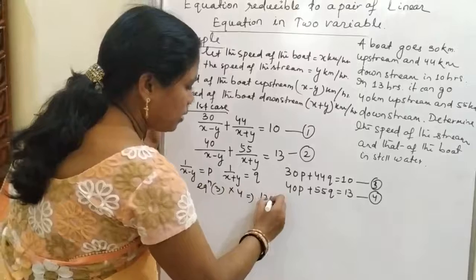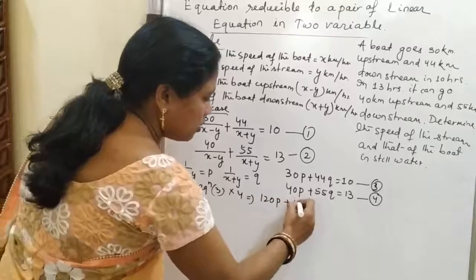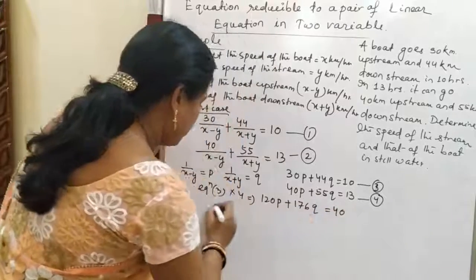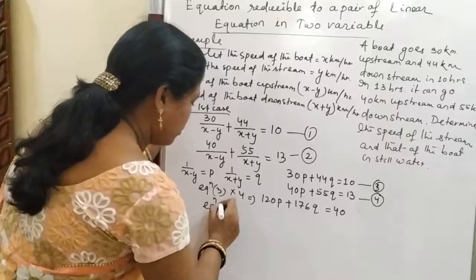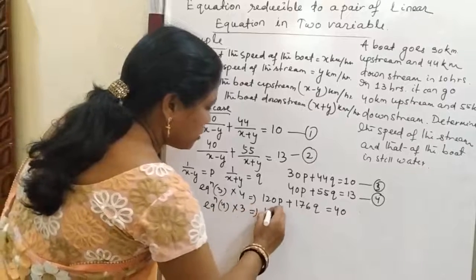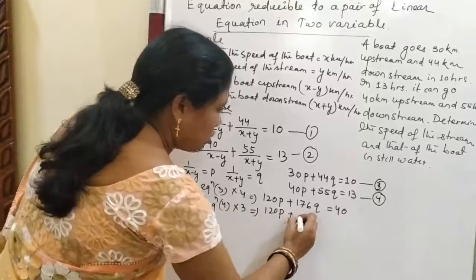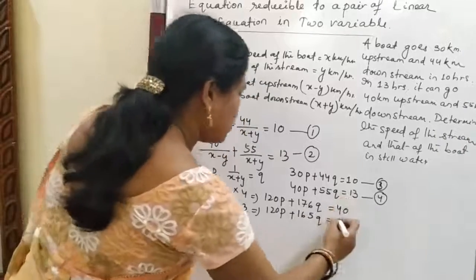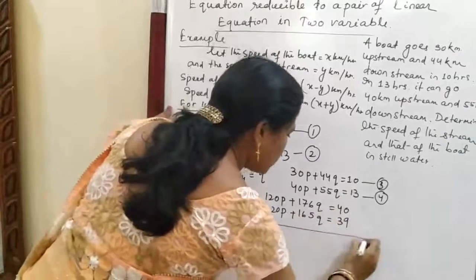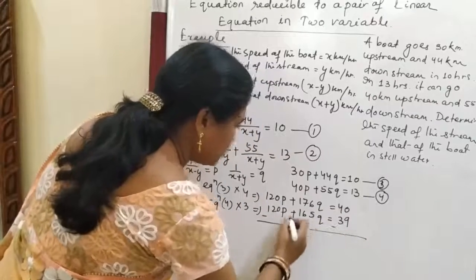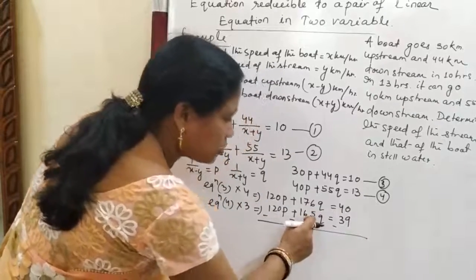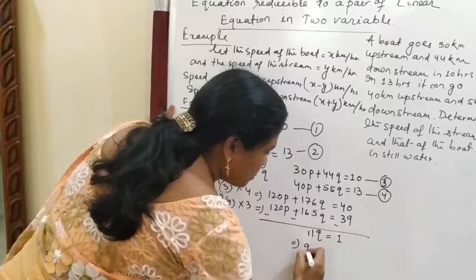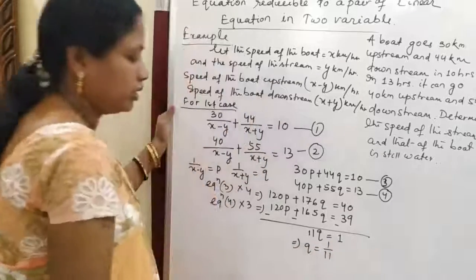So equation 3 multiplied by 4 becomes 120p plus 176q is equal to 40. Then equation 4 multiplied by 3 becomes 120p plus 165q is equal to 39. Then I will subtract. So this is 176 minus 165, 11q is equal to 1. So this implies q is equal to 1 by 11.